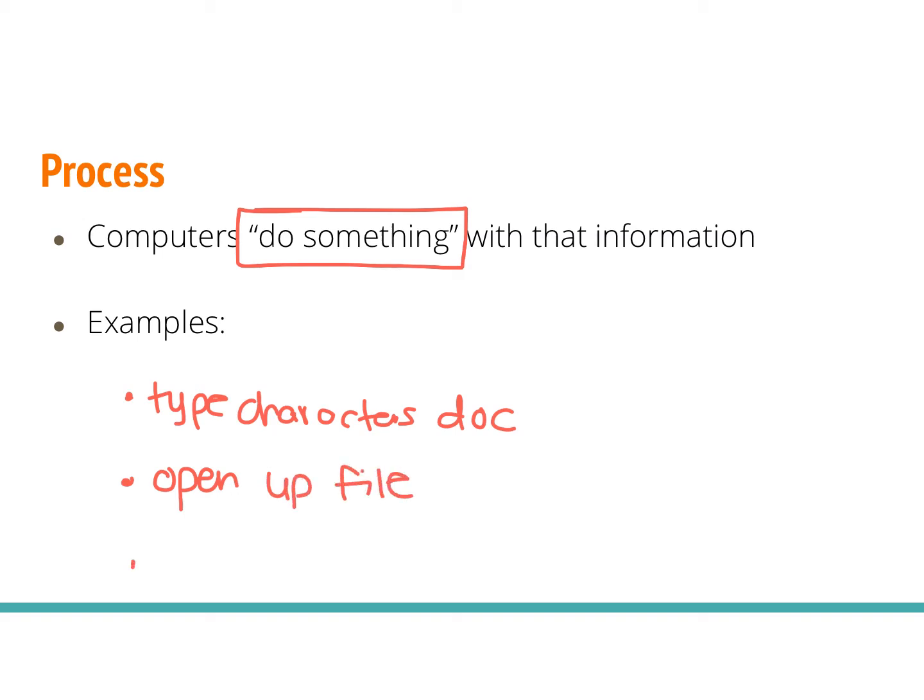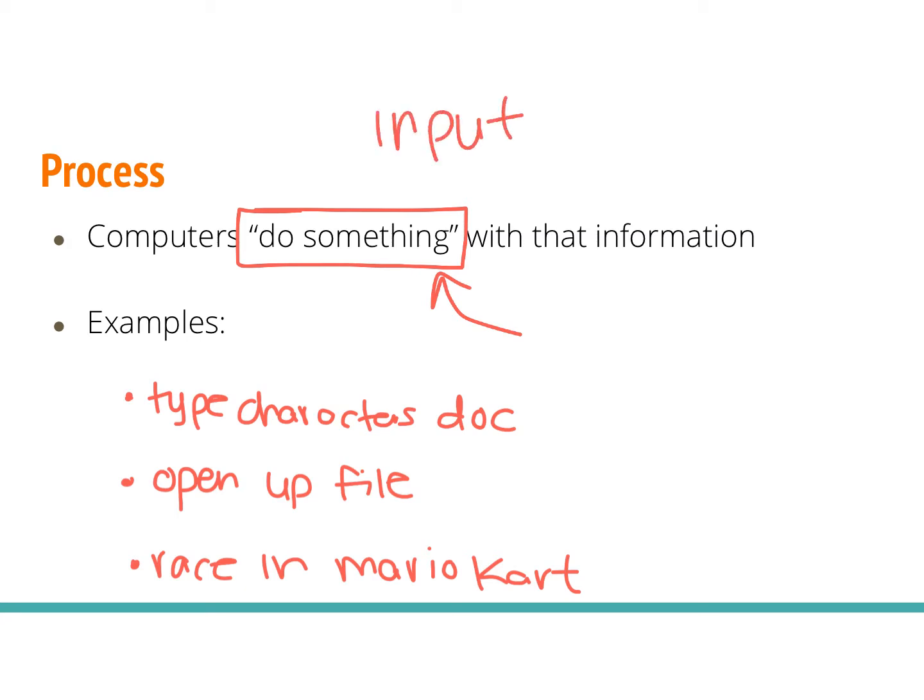Or maybe you're using your controller to race in Mario Kart, because that's my favorite game that I play on a video game, so that's what I use a controller for. But there are infinite number of do somethings that your computer can do, and it really depends on the software you're using and what you're trying to get done. But what your computer does when it processes information is it takes the input that you've given it and it does something on your particular computer.